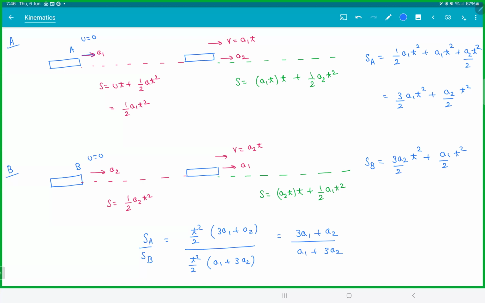Right, Ishana. Then what to do? Now we need to find the range of this. Let's see the range part. Any doubts on this page?